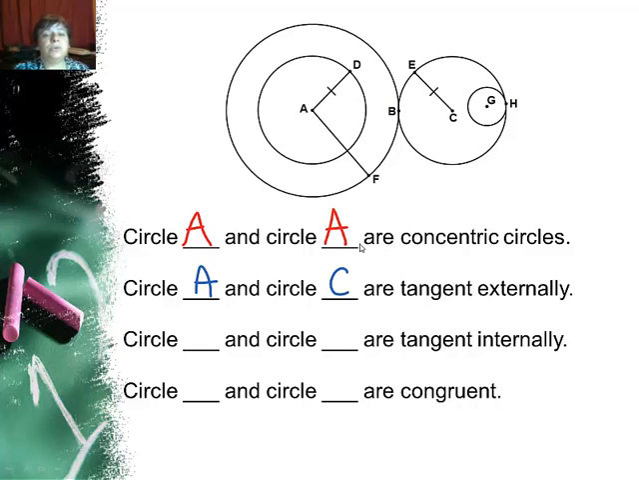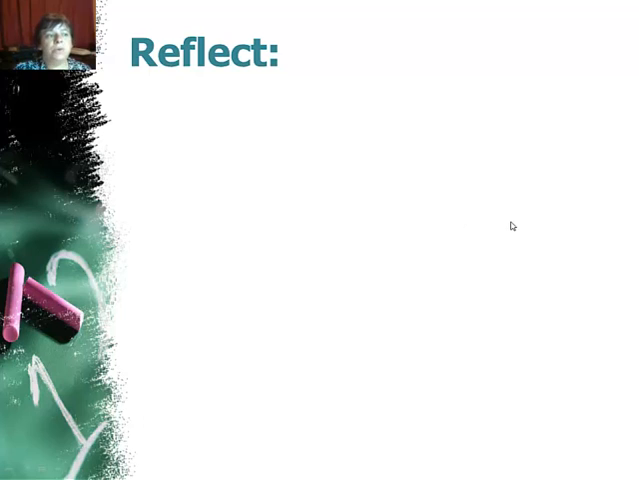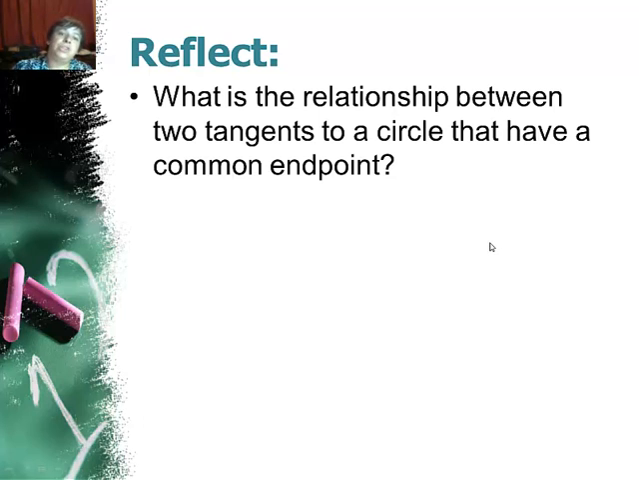Now I need two circles that are tangent touching internally. So one is inside of the other, and they touch at one point. That would be circle C here and circle G. Finally, I can say that circle A, I mean the little one there, and circle C are congruent because the radii are marked as congruent. They are not tangent, and they're not concentric. They're just congruent.